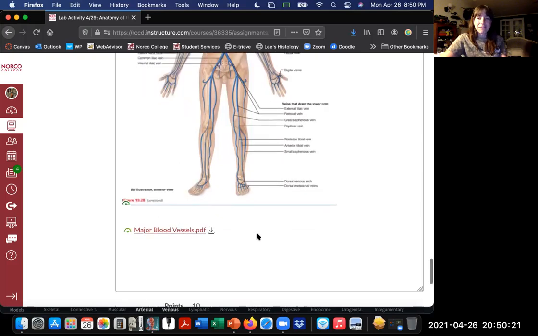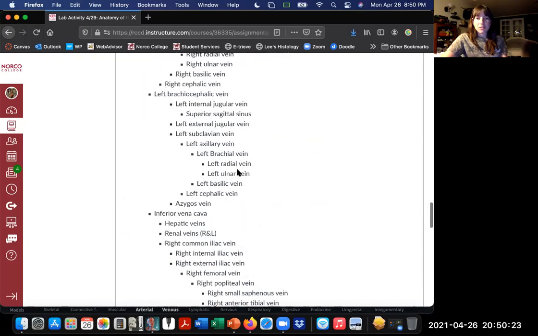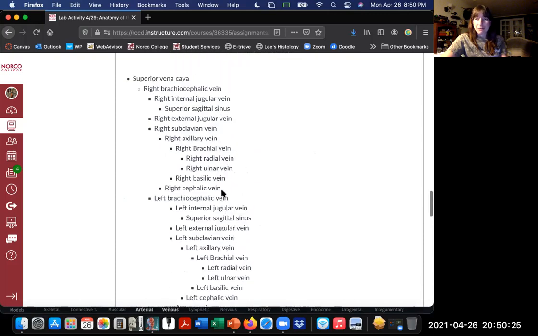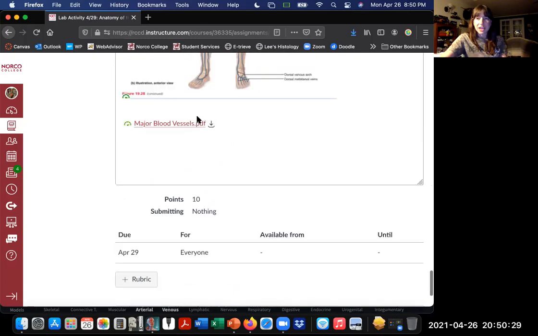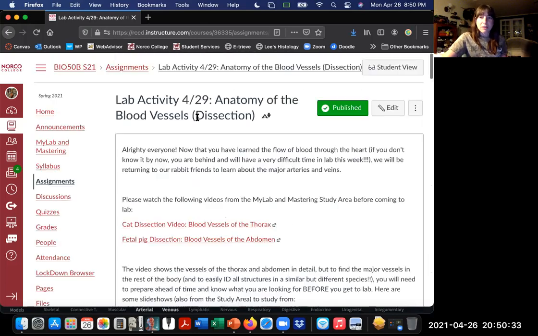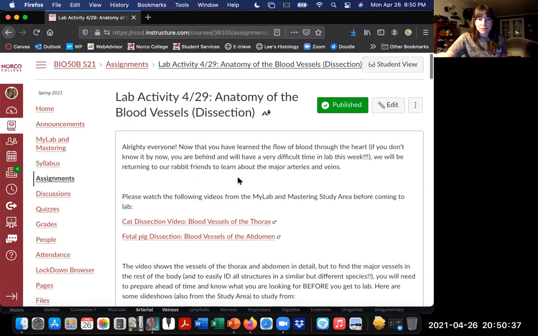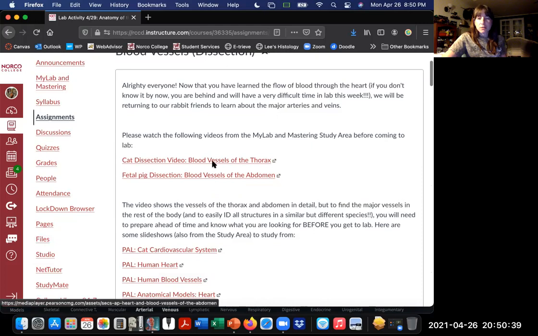Here's a PDF of all of these names. So you can literally just print out this PDF or bring this PDF and check them off. I recommend that you do this on Thursday, okay? So make sure that you go into the description of our lab for this week. Watch the videos on the dissection of the vessels of the thorax and the abdomen and a couple of different quadrupedal mammals, although maybe not rabbits.